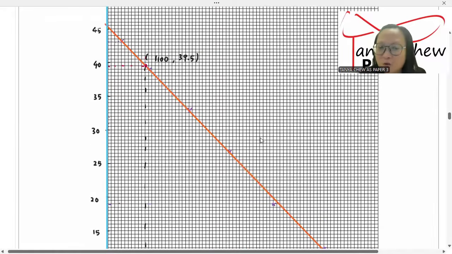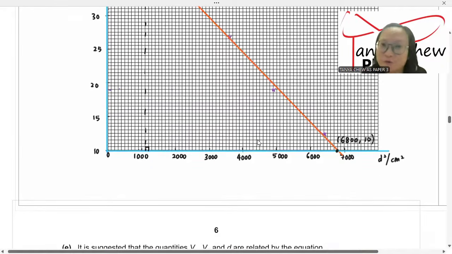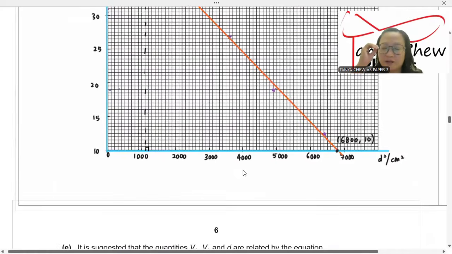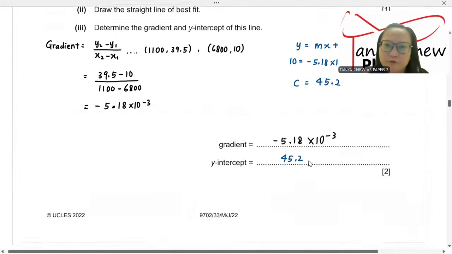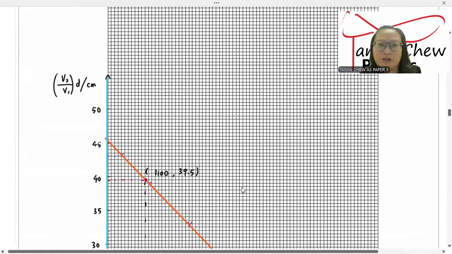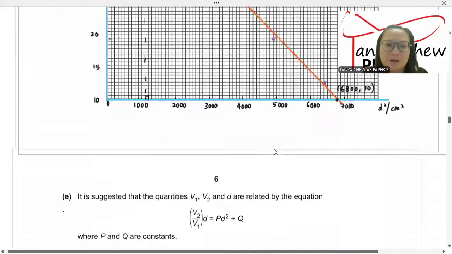Only if you start your y-axis with 0 can you read off the graph for your y-intercept. But if you start with any other value, no choice, you have to follow substitution. You have to follow my way: y equals mx plus c, and you substitute one coordinate into the equation to get the value of your y-intercept.